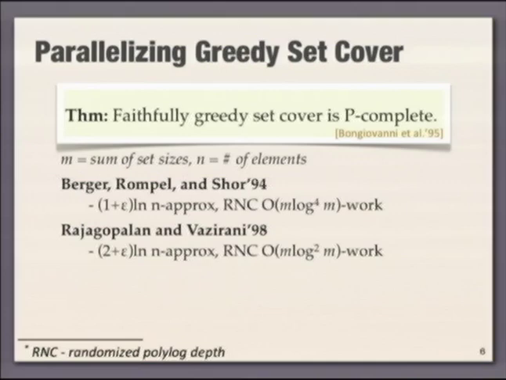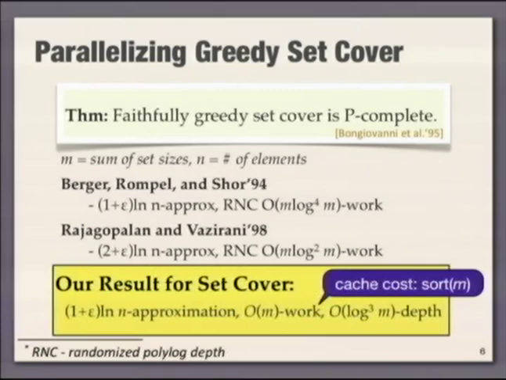What I'm going to be talking about in this talk is a result that basically says you can get essentially log n approximation with a little more. And you get linear work. And the depth is polylog, so that gives you plenty of parallelism. The cache cost is not more expensive than doing a sort on m.